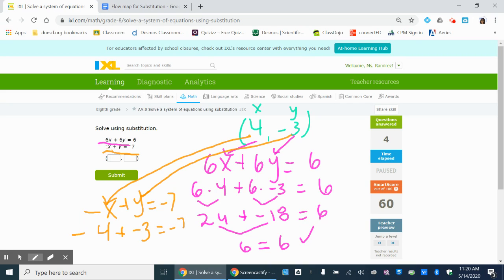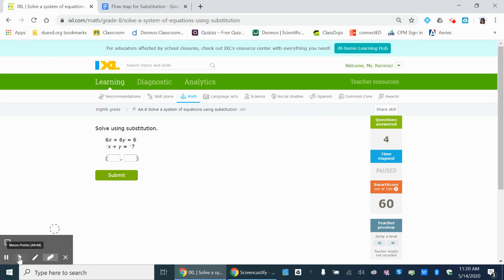And what I'm doing again is just checking that it balances out both equations. So negative 4 plus negative 3 is negative 7. And then we can see that it also balances out the second equation. So when x is 4 and y is negative 3, it balances out both of my equations. For the first equation, it balances out to 6 equals 6. And the second equation, it balances out to negative 7 equals negative 7. Because I double checked to make sure that it did balance out both equations, now I know for sure that the correct answer is 4 comma negative 3.